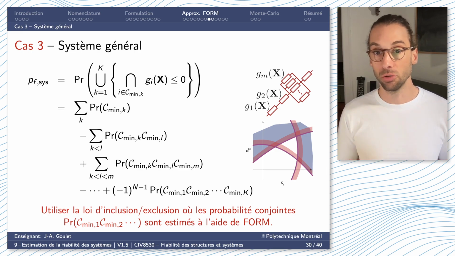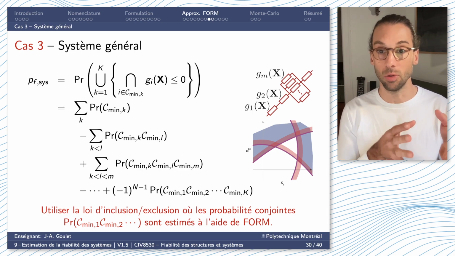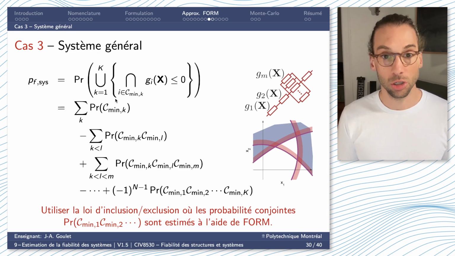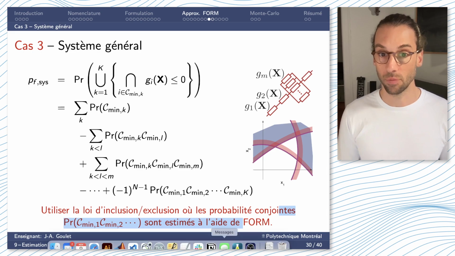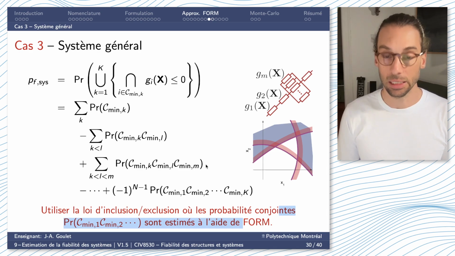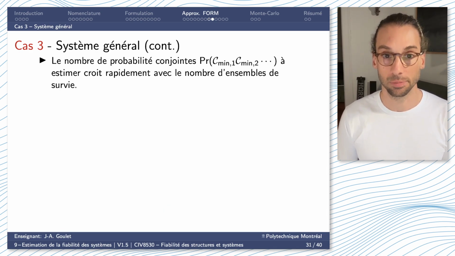And if we want to generalize this for systems where some components are in parallel and some are in series, we're going to use again our inclusion-exclusion rule that we saw before, where the probability for the joint occurrence of different cut sets is going to be estimated using the FORM method we just saw. Then we're going to use that inclusion-exclusion rule over this ensemble of cut sets.